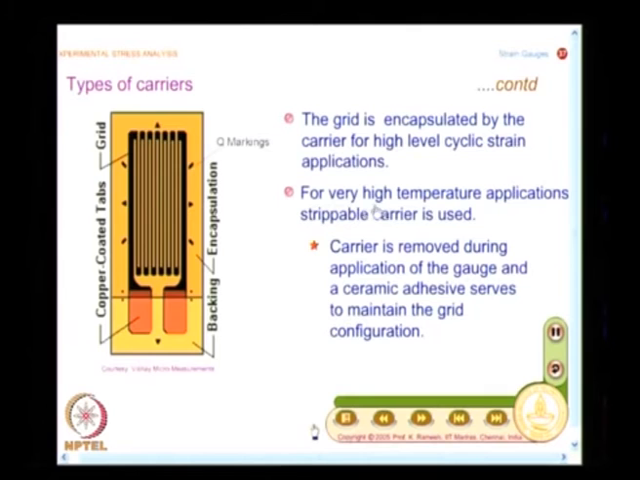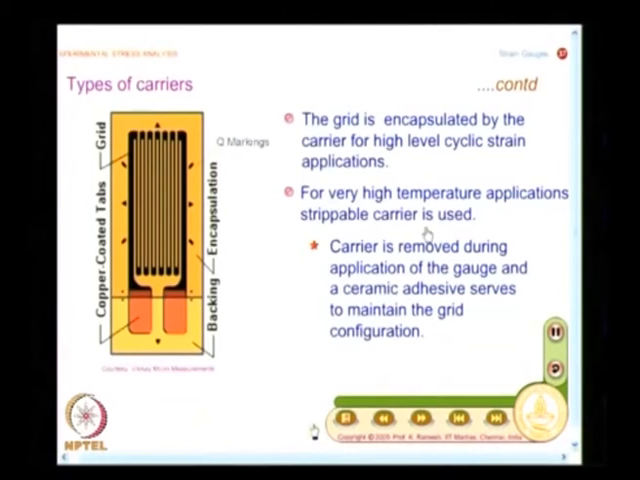And if I go for very high temperature applications, none of the carriers we have discussed are useful. I can't use plastic, I can't use epoxy, I can't use glass reinforced plastic. I have to go for ceramic adhesive, which serves to maintain the grid configuration. So, when I talk of very high temperature application, you have to take special steps in bonding the strain gauge and also in selecting high temperature strain gauge material. We will see that a little while later.